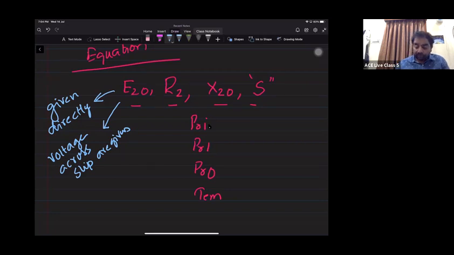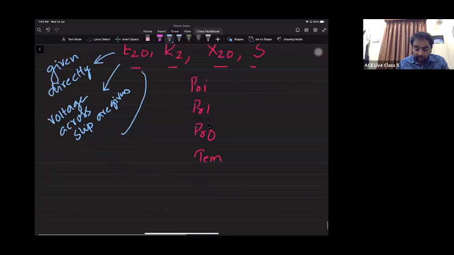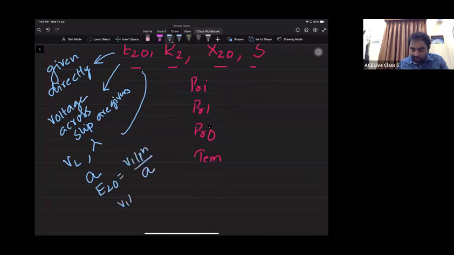Right. Third possibility is neither the voltage across the slip rings nor E2 naught is given directly. But what is given? Line voltage is given, the stator winding connections are given, and the turns ratio is given. In this case, E2 naught is equal to the per phase voltage by A, and per phase voltage is equal to the line voltage by root 3 in case of star, and is equal to VL in case of delta. So these are the three possibilities that E2 naught may be given. Other than that, we don't have any possibility.